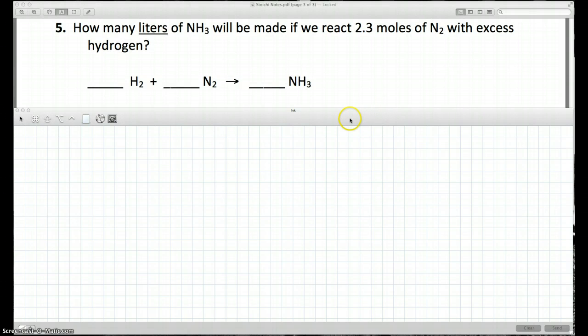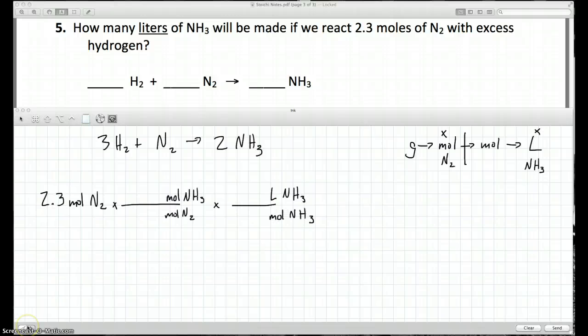Next example, I'm going to pause it, set all this up, talk about it real quick, then show you the answer just to save a little bit of time here. So I balance the equation here. 6 H's, 2 N's, 2 N's, it's all balanced.